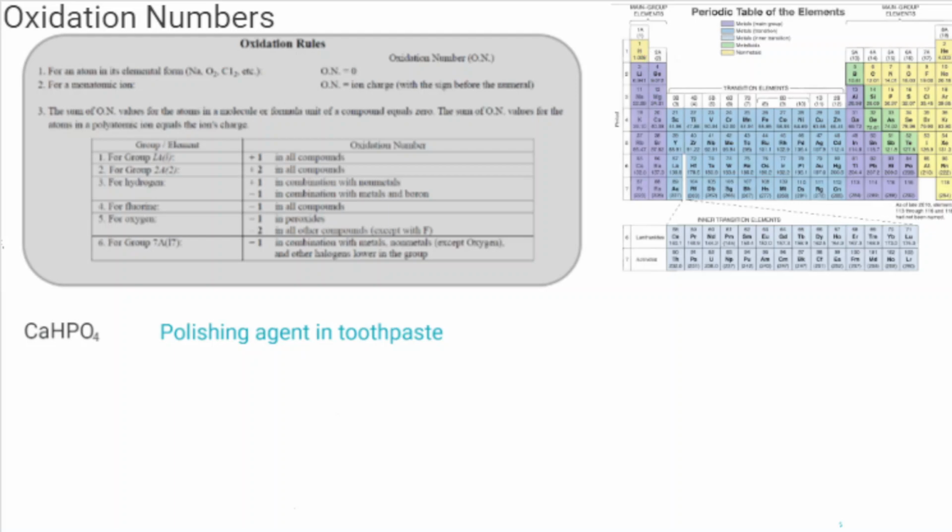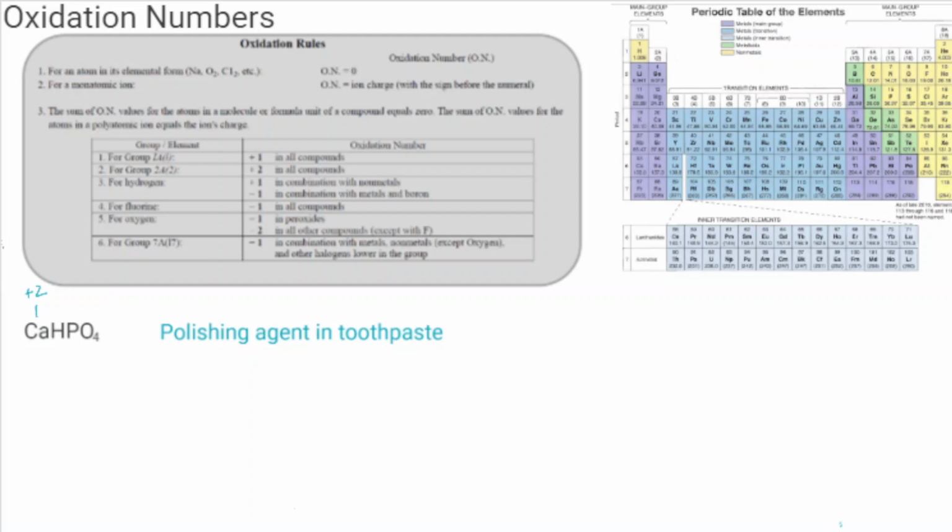Then we look and see if we have anything in group 2. In this case, we do. We have calcium. So we can go ahead and mark down calcium to be a positive 2 oxidation number.